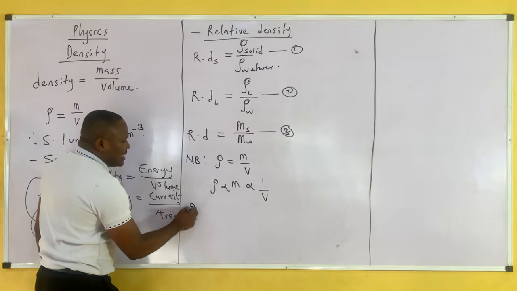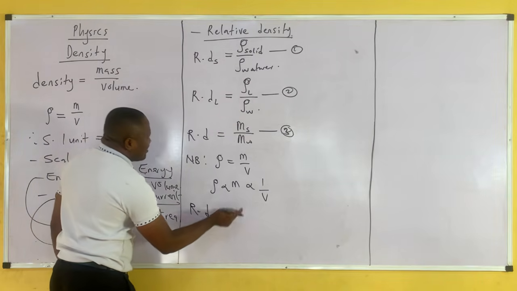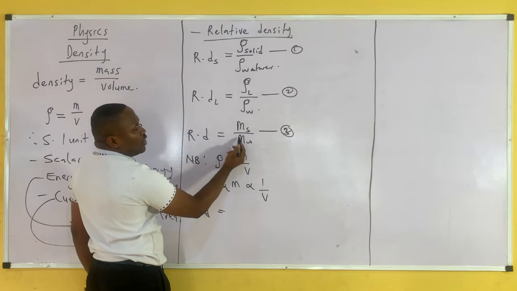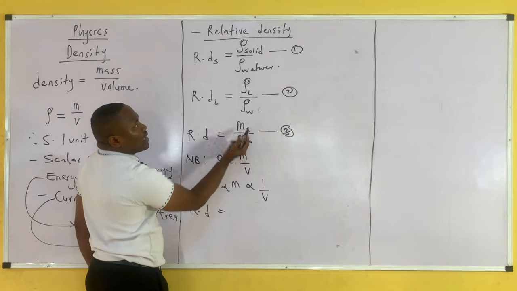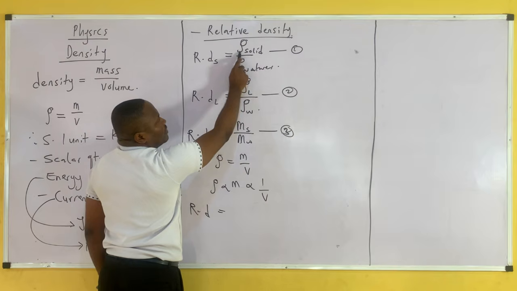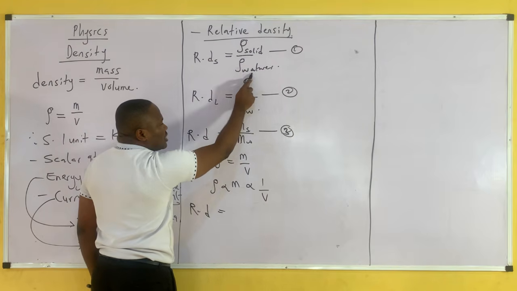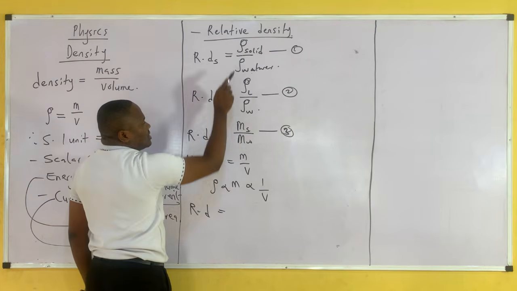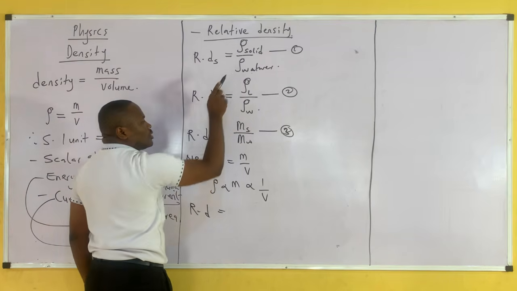When we are dealing with relative density in terms of mass, we say the mass of the solid to the mass of an equal volume of water. So it is the density of the solid to the density of water. You see that it corresponds: mass, density, density of water.